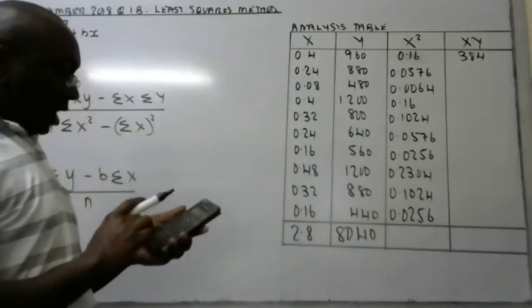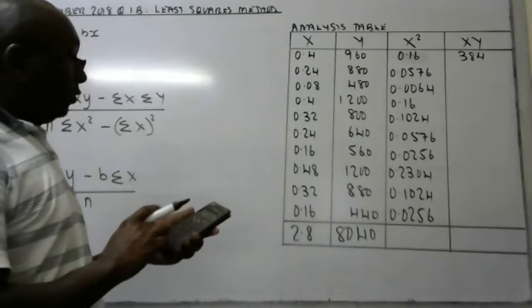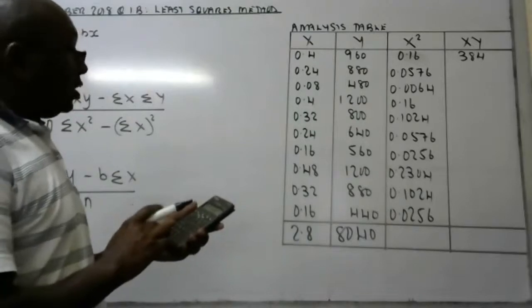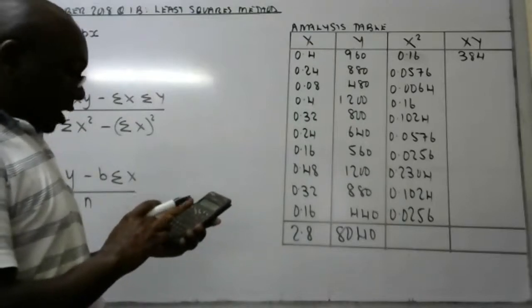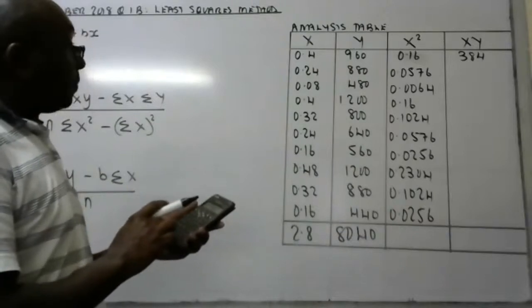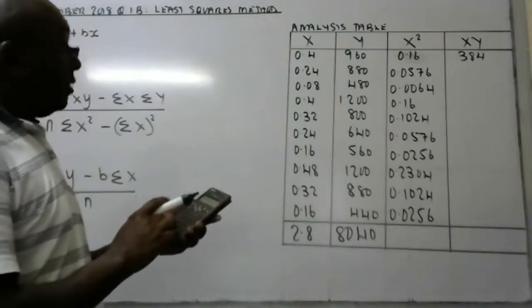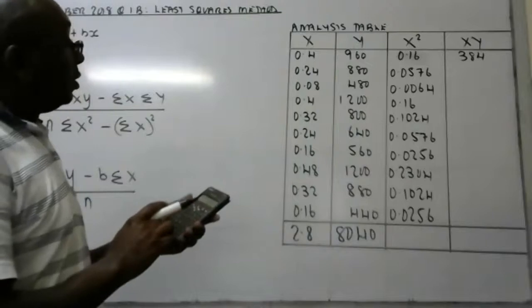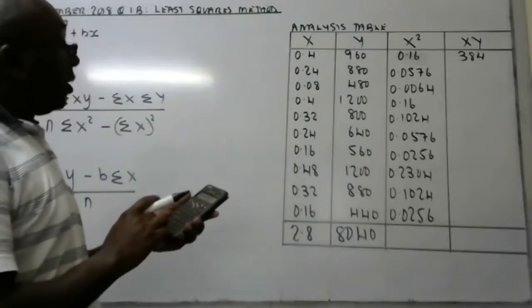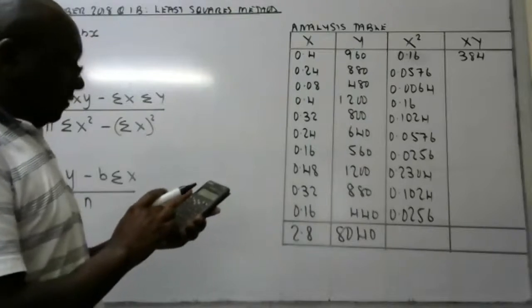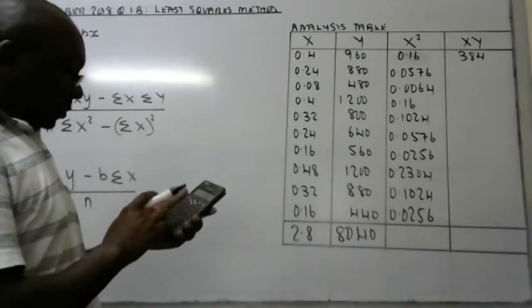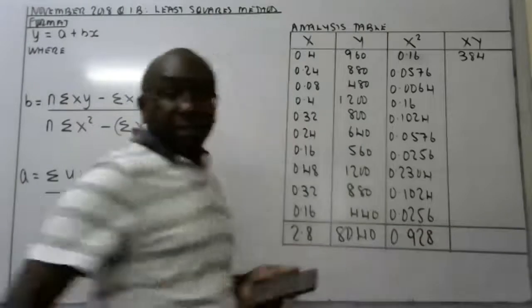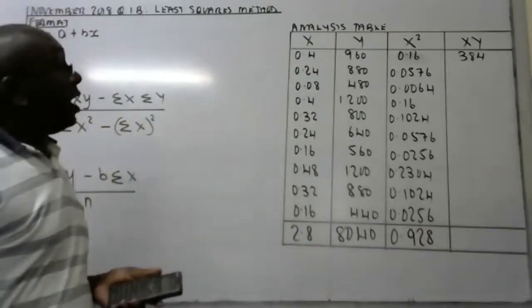So plus 0.1024 plus 0.2304 plus 0.0256 plus 0.0576 plus 0.1024 plus 0.16 plus 0.0064 plus 0.0576 plus 0.16. I'm getting 0.928.